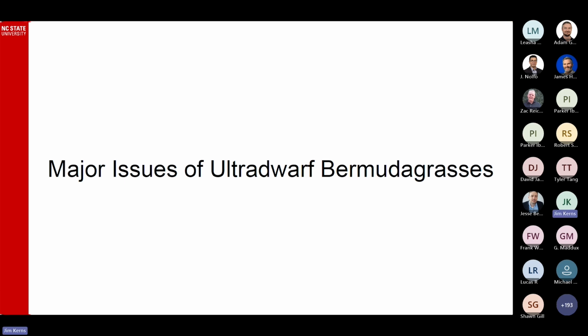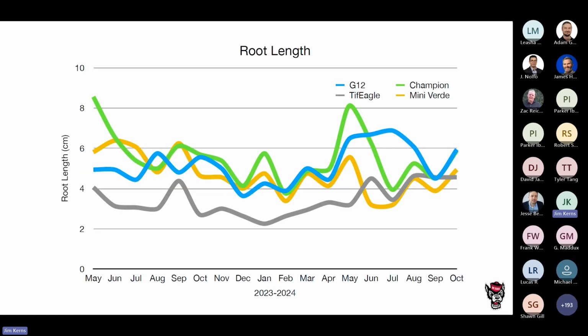So, major issues of ultra-dwarf Bermuda grasses. And I'll only probably get into one of these. I think the major issue with ultra-dwarf Bermuda grasses is none of them produce a lot of roots. Okay, so this is a study we've been doing, just collecting root length, thatch depth, and the amount of dry weight that is produced throughout the season, right? And you can see why you're looking at symptoms late in the year, right? You're not having much production at all. We get a spike in April, May, and June, July. So that's when these things may recover, right?